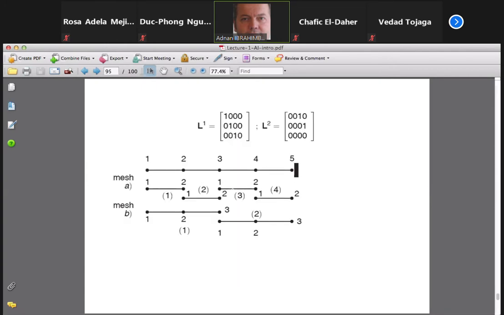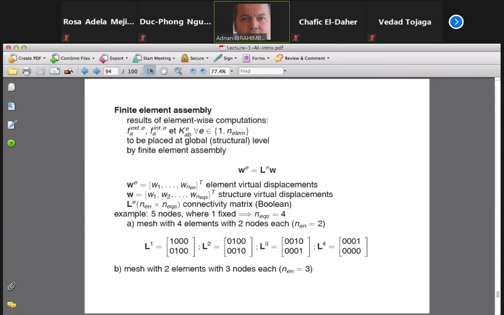Every internal force is a vector 2 by 1. Every stiffness matrix is a 2 by 2. The global stiffness is 4 by 4, and the global vector is 4 by 1. But so the size of these matrices is precisely that, it's 2 by 4.